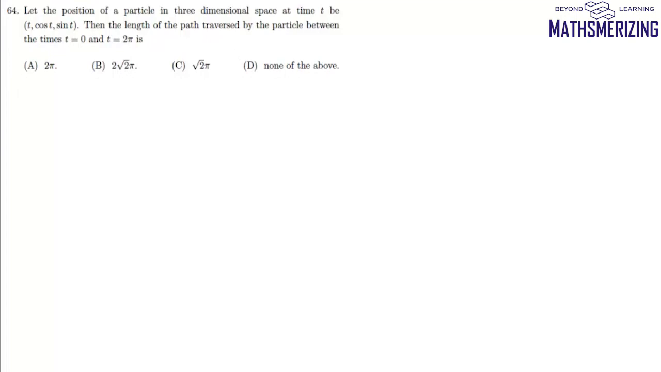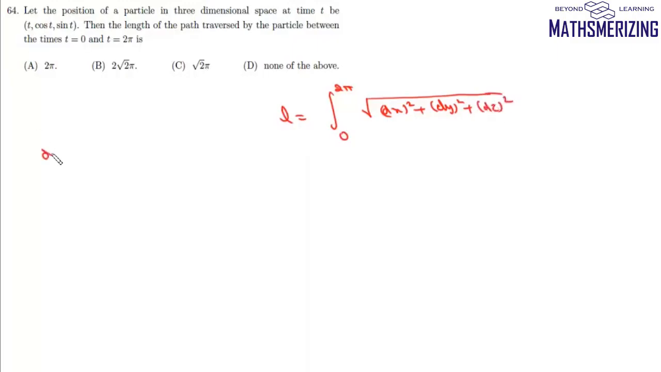Now question number 64 is, let the position of a particle in 3 dimensions at time t be given by t, cos t, sin t. Then we need to find the length of the path traversed by the particle between 0 to 2 pi. So we know that L is given by this integral from 0 to 2 pi, and then under root of dx square plus dy square plus dz square.